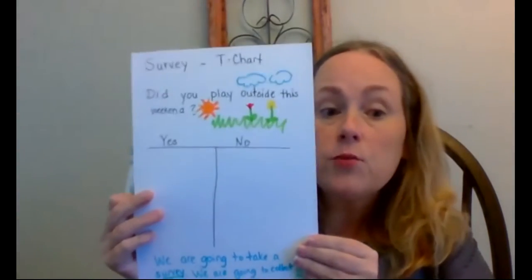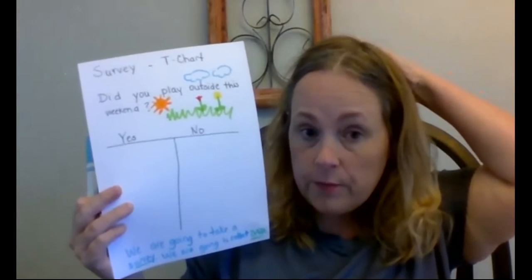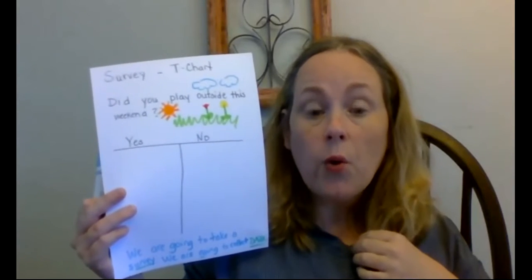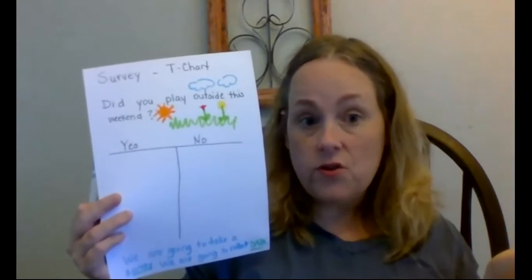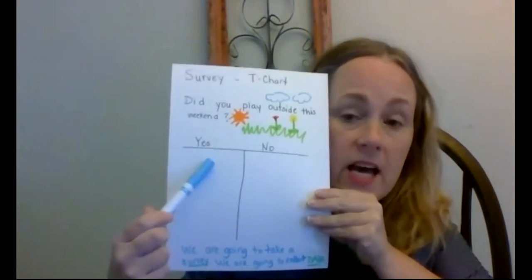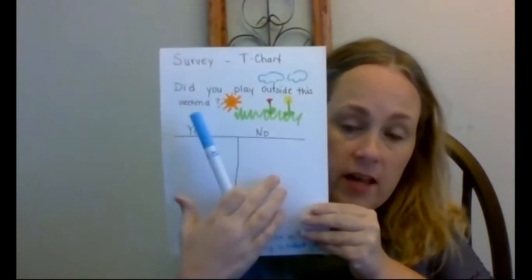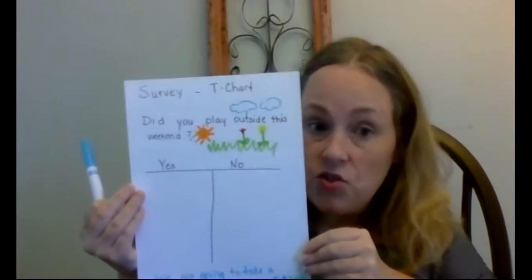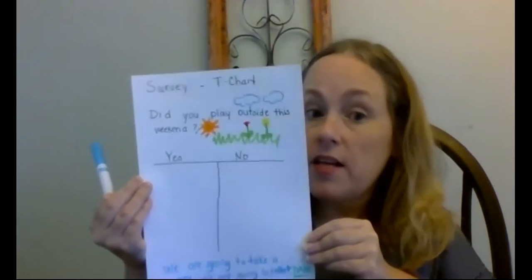Okay, so here's what we're going to do. If you're in class, I want you to think about if you went outside this weekend, yes or no. And when your teacher calls your name, you're going to respond with yes or no. And she is going to record your answers by placing a mark in the column yes or a mark in the column no. If you are online, send your answer to your teacher. Simply yes or no. Did you play outside this weekend?